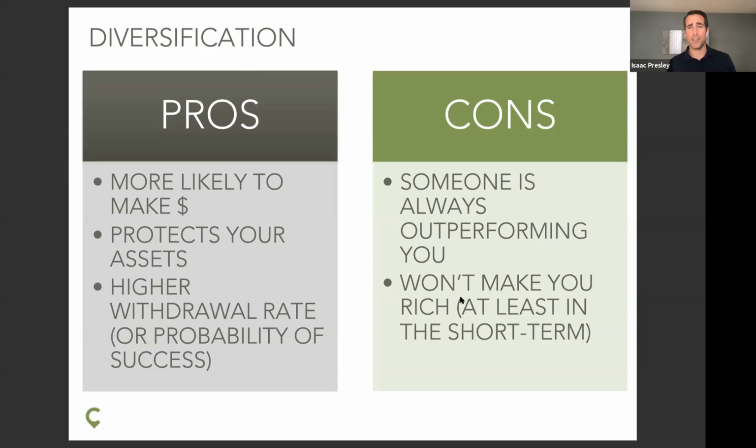The cons are, somebody's always going to be outperforming. If you have a diversified portfolio, you're always going to have some things in there that are doing well, some things that aren't. And if somebody just owns that one asset, or they just own Tesla or Amazon or whatever it is, you're always going to be trailing somebody. You're never going to be at the top. The other part of that is, it's not going to make you rich, at least in the short run. There's no get rich quick component to a diversified portfolio.